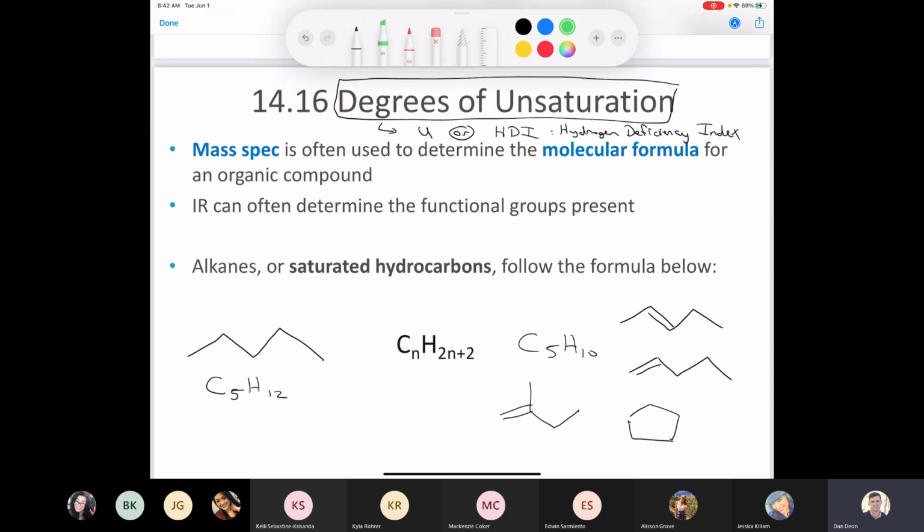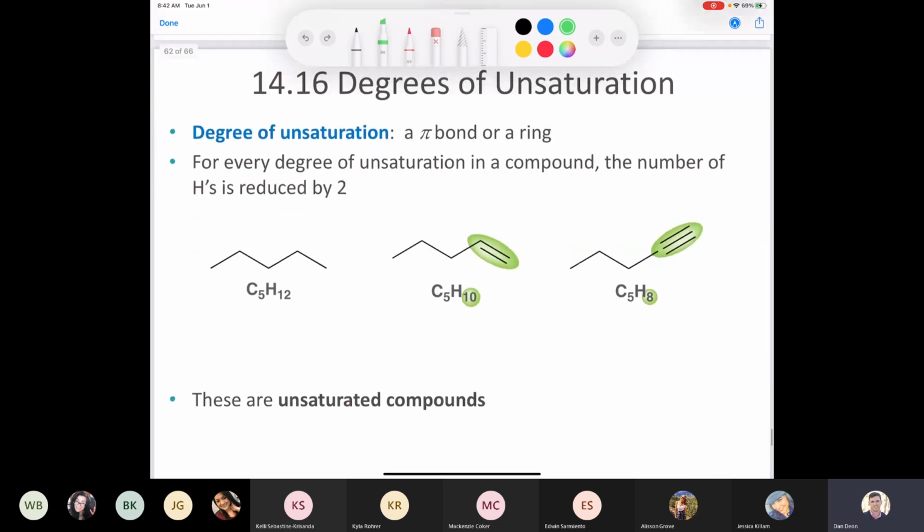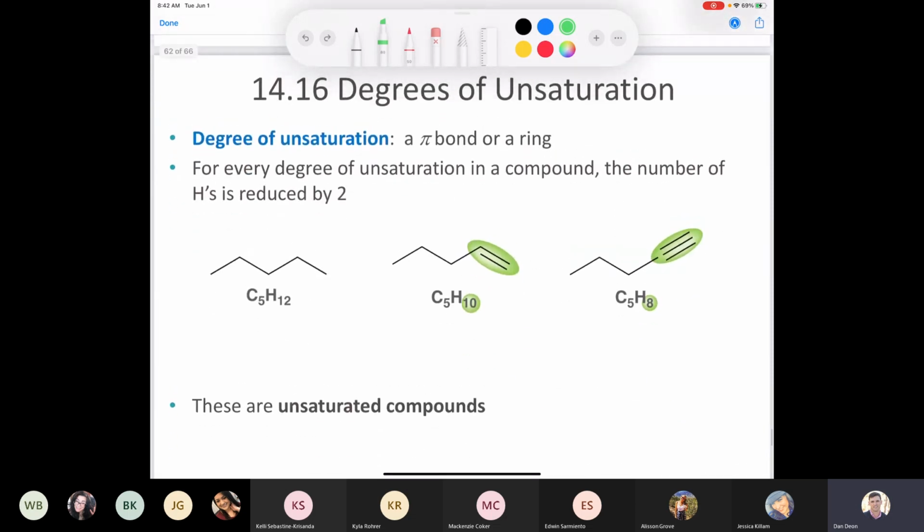But when we have a double bond or a ring, we call that a unit of unsaturation. We've lost 2 hydrogens because of that. So a degree of unsaturation is a pi bond or a ring. It can be one or the other. So what we're going to identify are the number of pi bonds or the number of rings. For every degree of unsaturation, the number of hydrogens gets diminished by 2.